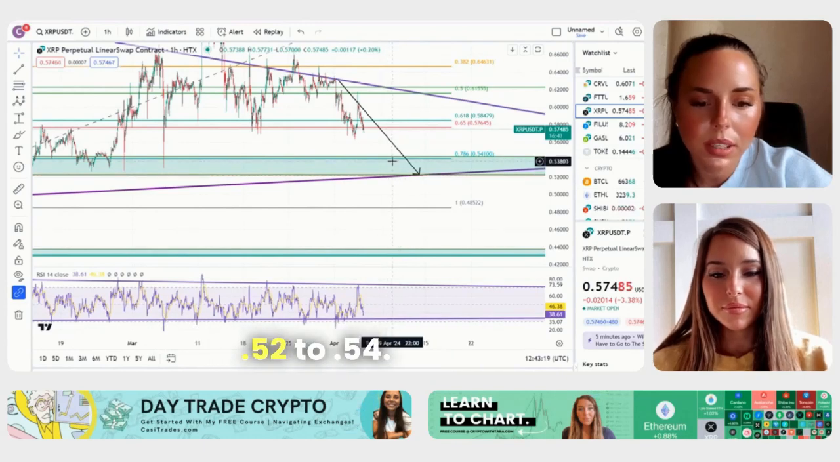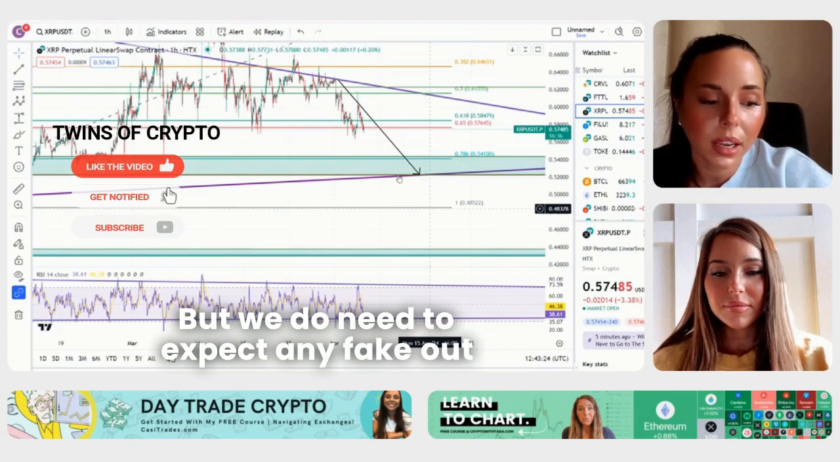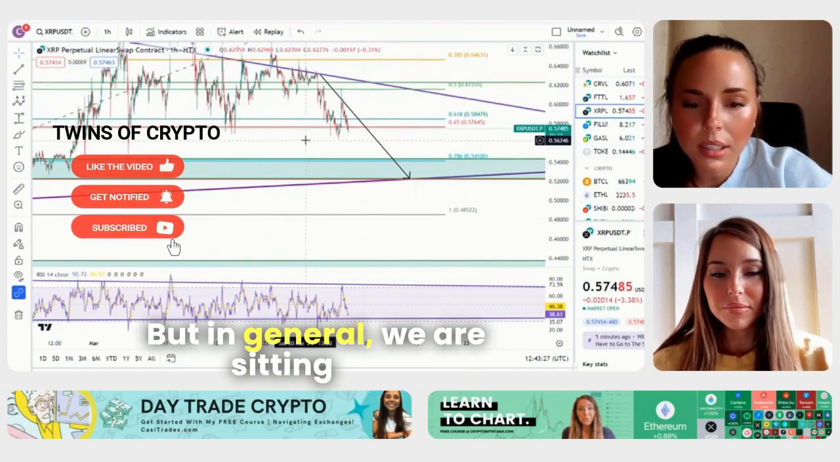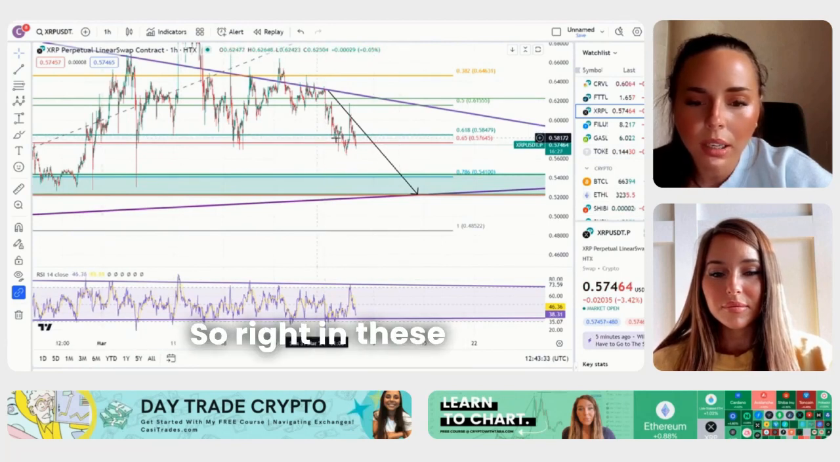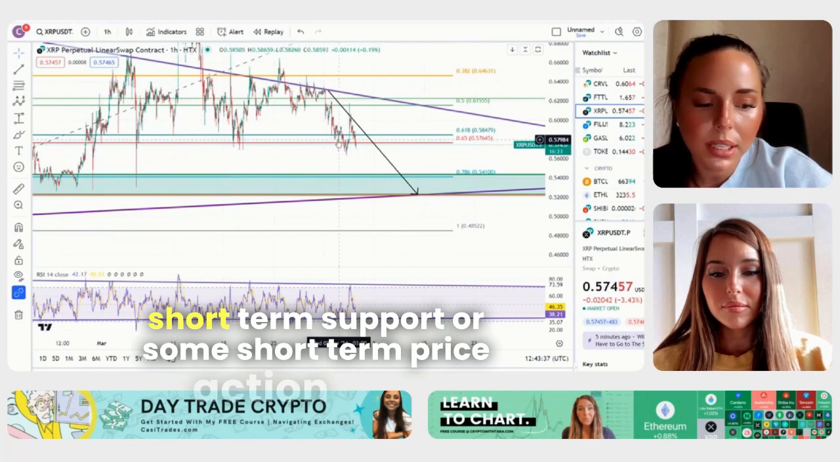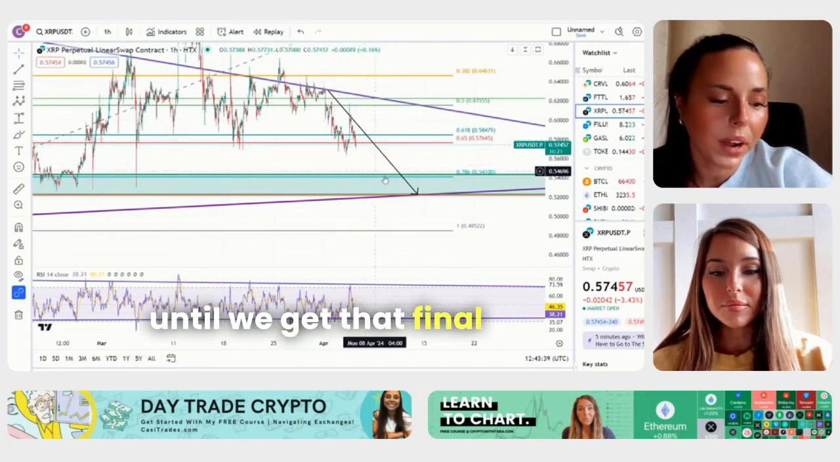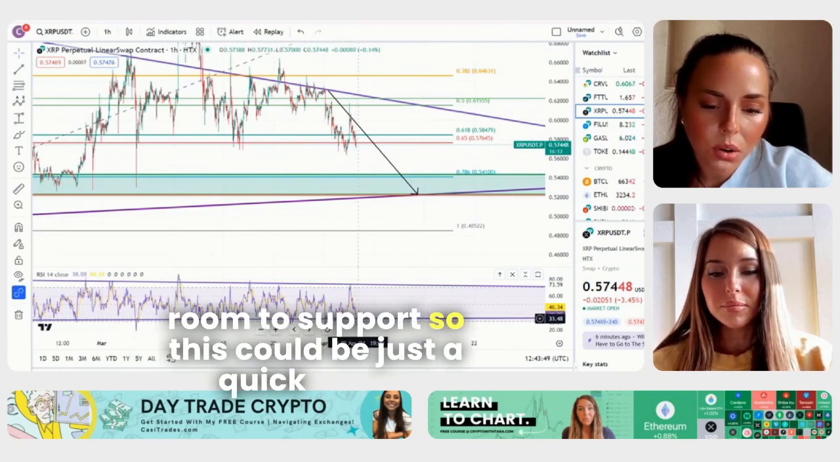52 to 54 cents is that clean support touch, but we do need to expect any fake out just in case. In general, we are sitting at a major 0.5 and 0.618 retrace level. So right in these levels, it could be just short-term support or some short-term price action here until we get that final breakdown to support. And you can see on the RSI, we do have some room to support. So this could be just a quick touch.